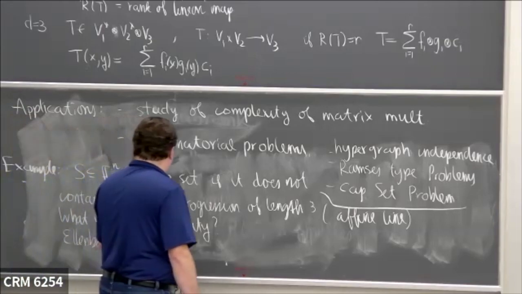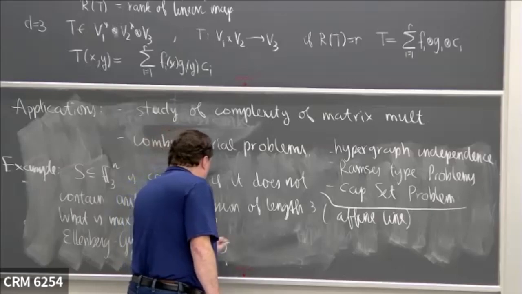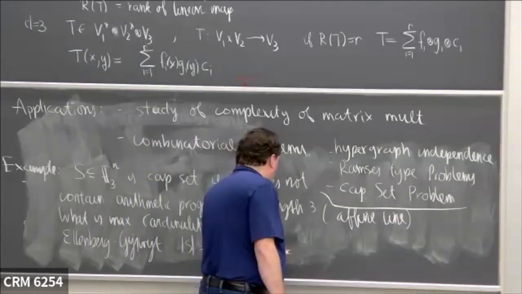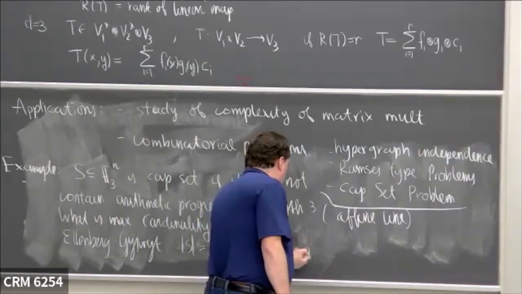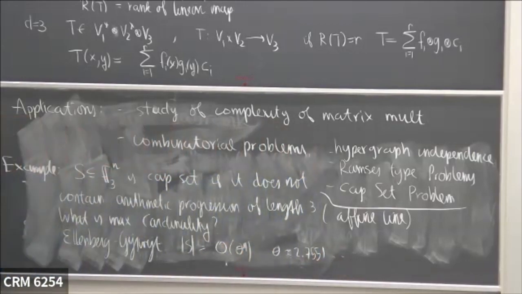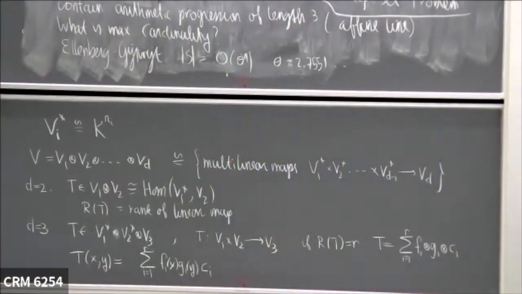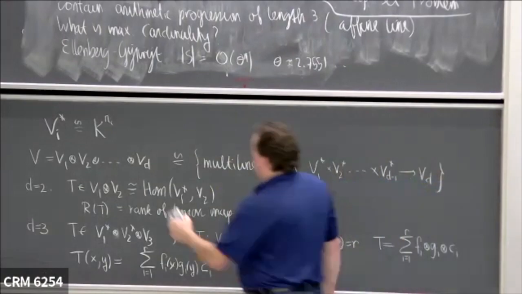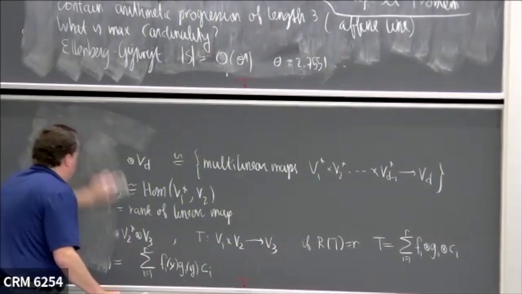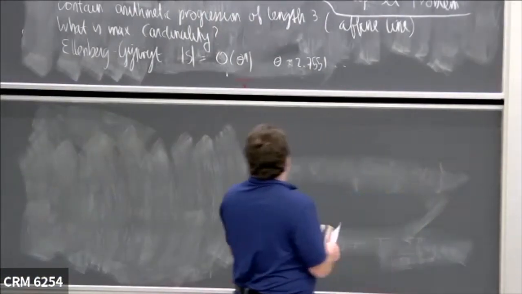We proved that S is at most some theta to the power n, where theta is roughly 2.7551, I think. So that's an exponential improvement. But there's a long history that I won't go over. Let me just show how this subrank plays a role there. It's an upper bound.